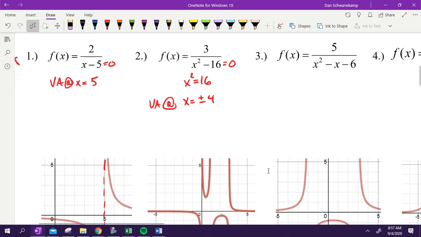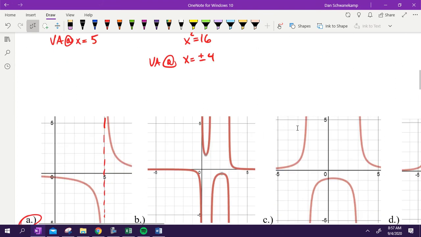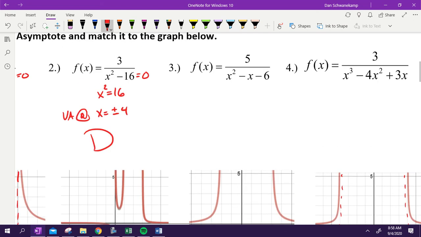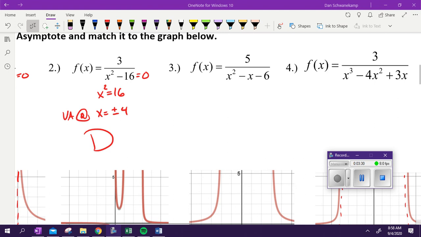Which one of these graphs down below has a vertical asymptote at x is equal to plus or minus 4? D. You could draw a line right here at 4 and negative 4, and it would match up, so that is graph D. Everybody kind of see what's happening? Try 3 and 4, see what you can do with that. Find the vertical asymptotes and then match it with the graph.